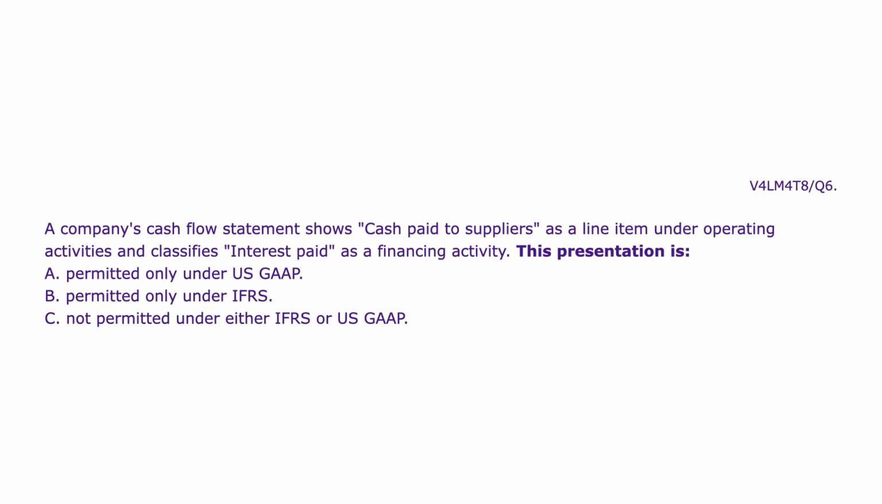A company's cash flow statement shows cash paid to suppliers as a line item under operating activities and classifies interest paid as a financing activity. This presentation is A. Permitted only under US GAAP. B. Permitted only under IFRS. C. Not permitted under either IFRS or US GAAP.